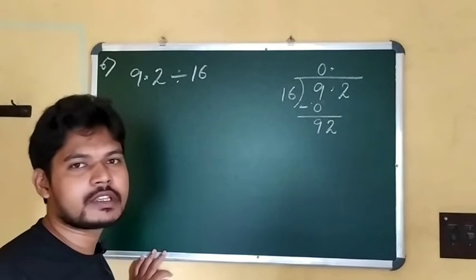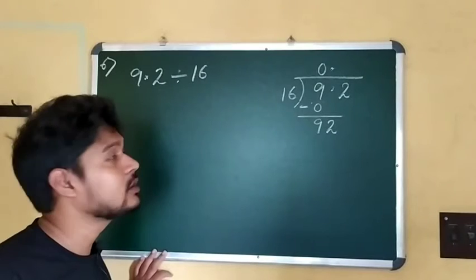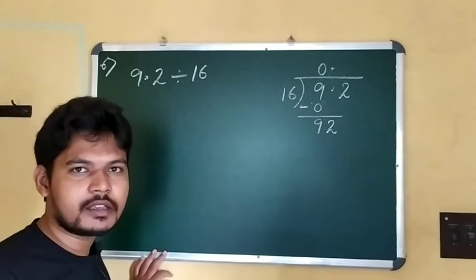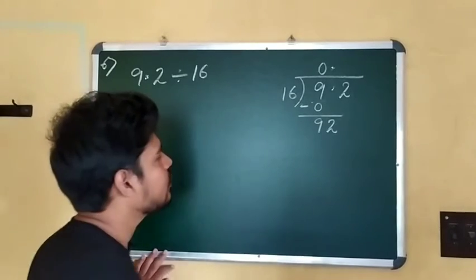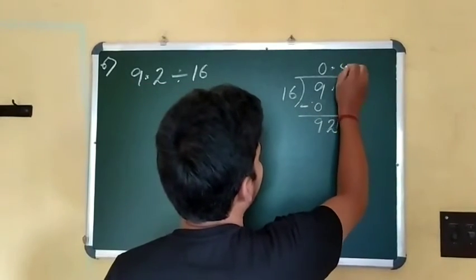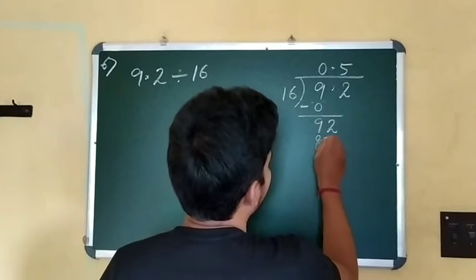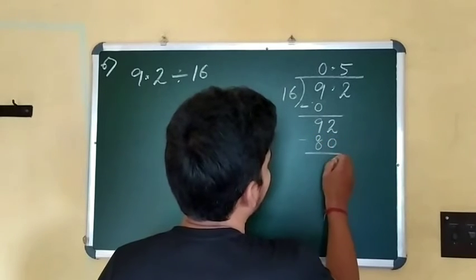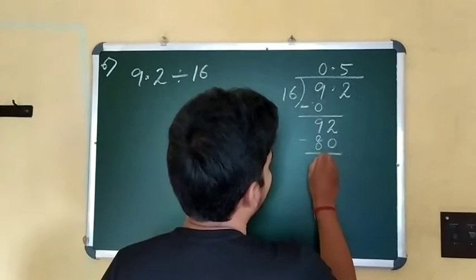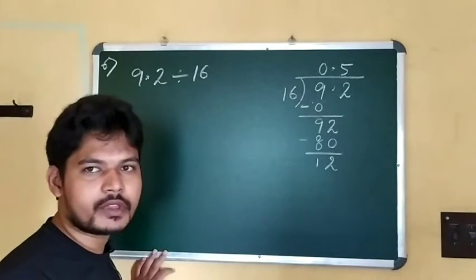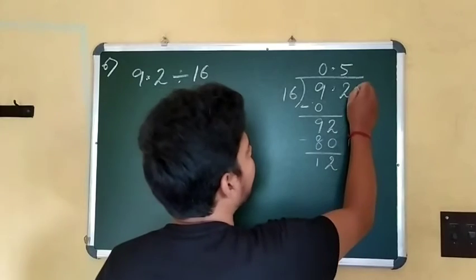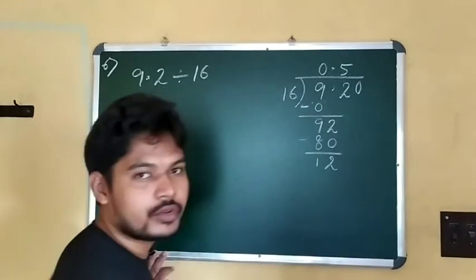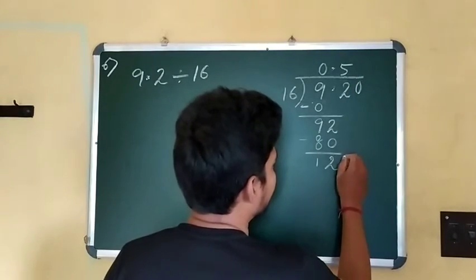Then you take 2. Now by which number you have to multiply this? 5 into 16 is 80, and 16 into 6 is 96. So you have to multiply with 5. So you get 80. 2 comes down, 12. Now what to do? As we have already learned in the last math, you can write down 0 here. So you take this 0 here.